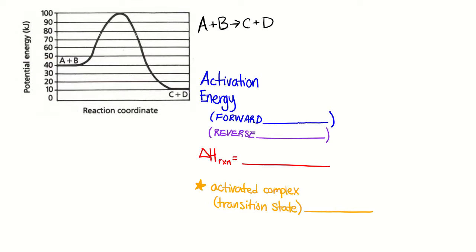The hypothetical reaction A plus B yields C plus D is shown in this potential energy diagram. From this diagram, we can determine the activation energy, which is the amount of energy needed to activate or start the reaction. For the forward reaction, where A plus B yields C plus D, the activation energy is the amount of energy from the reactant level up to the hilltop. And that is going to be a positive 60 kilojoules.